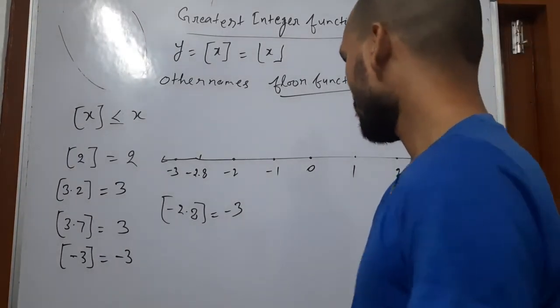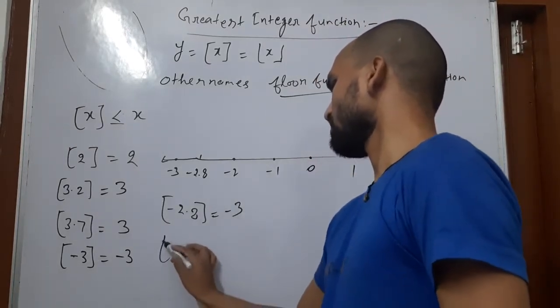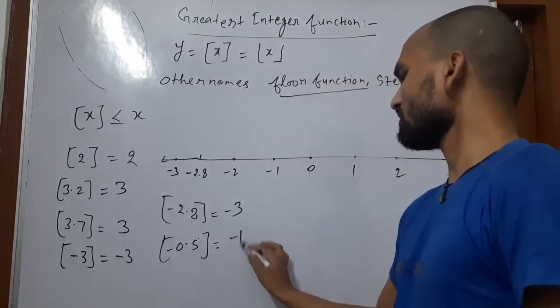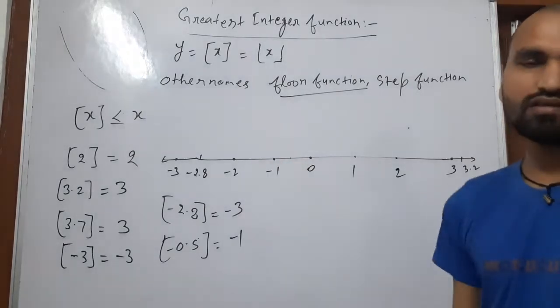On the basis of this you can see also the greatest integer of negative 0.5. What is the answer of this? It will be -1, because negative 0.5 will be somewhere here, and the left side integer of this is -1.